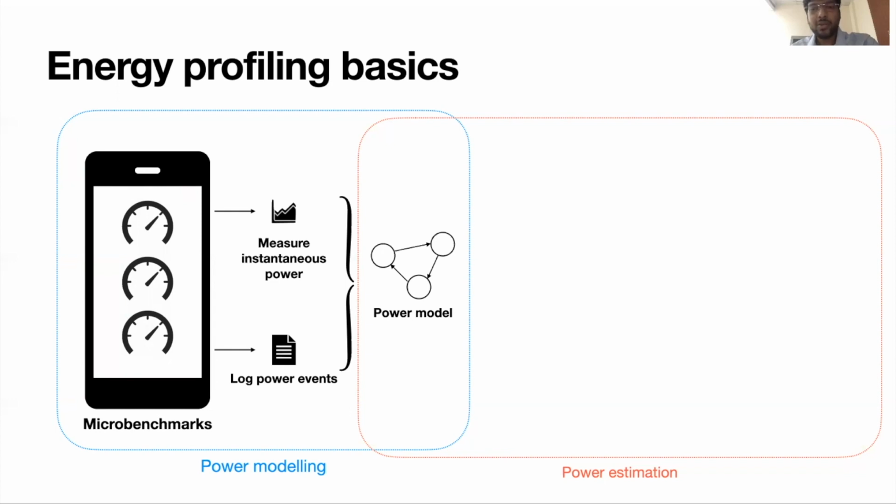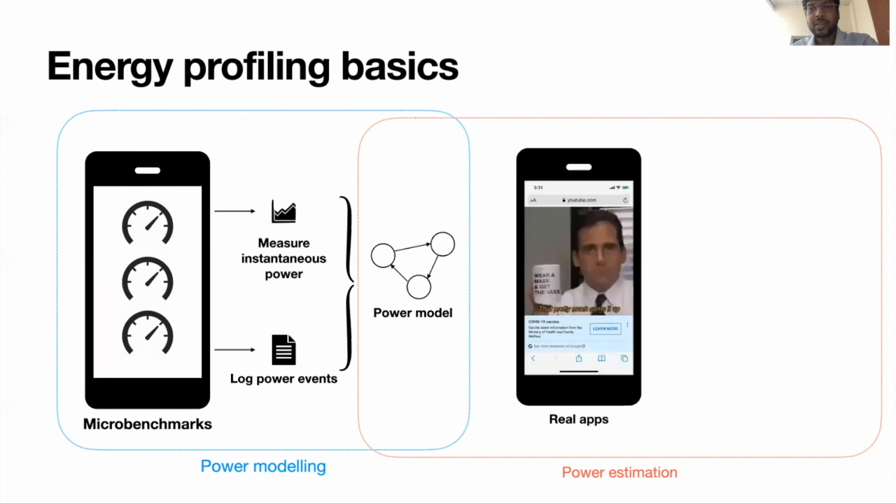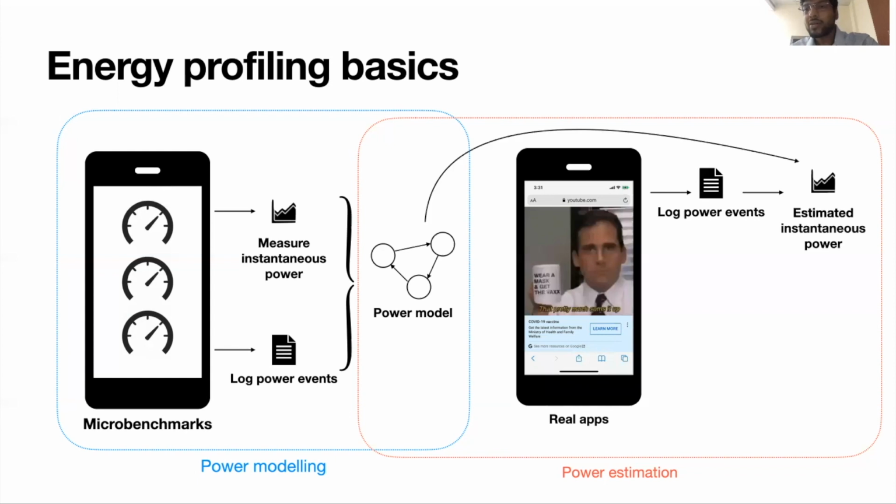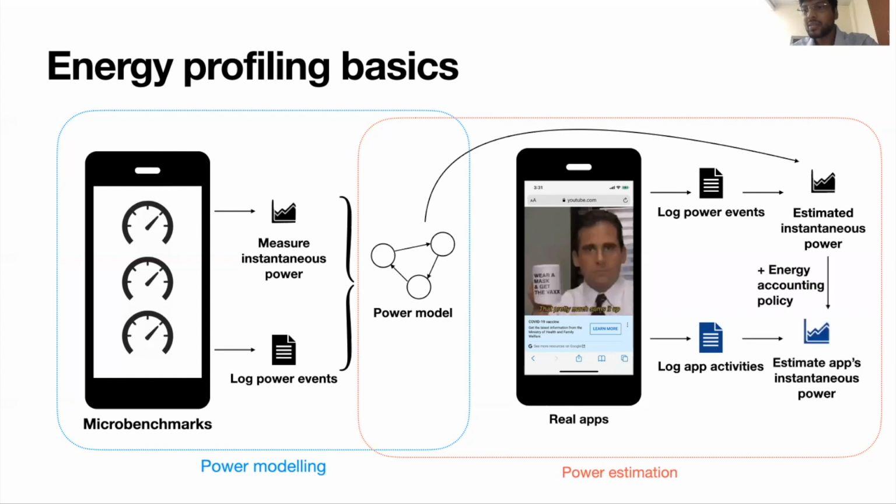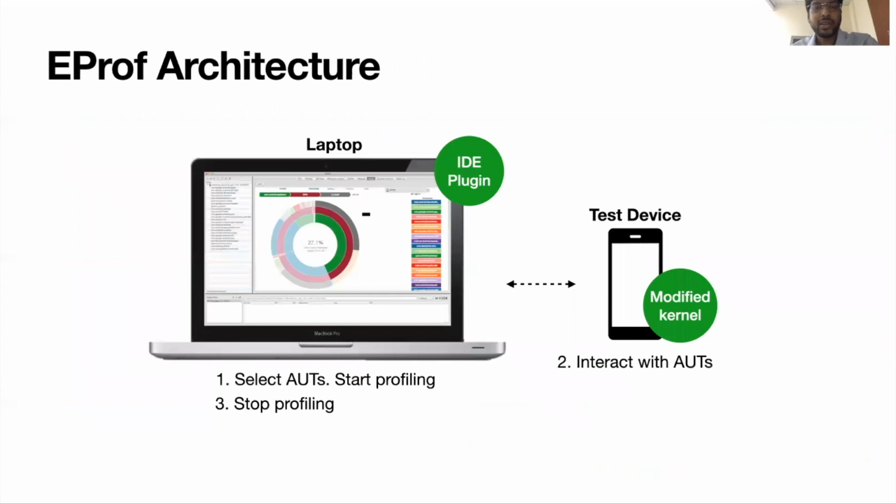Now, once we have this power model, we can start doing power estimations. In the power estimation phase, the user runs some real apps and the profiler running on the phone logs the same set of power events that were being logged during power modeling. Then the power model and these power event logs are combined to estimate the instantaneous power. Moreover, profilers typically also log some app activities and combine the instantaneous power with app activities along with the energy accounting policy to estimate the app's instantaneous power. So using these concepts, we had built eProf in our lab.